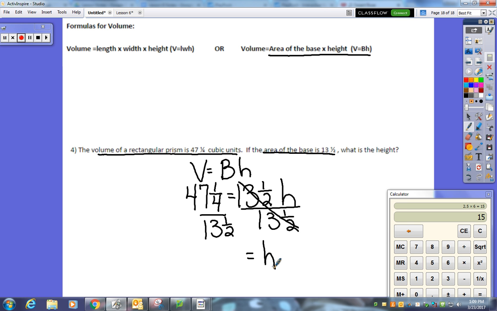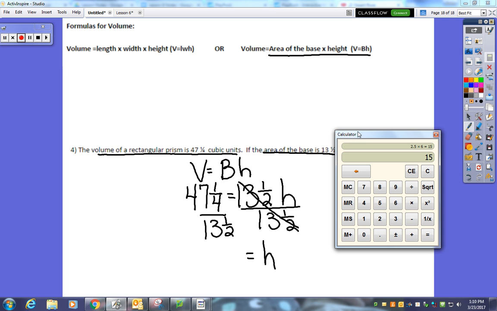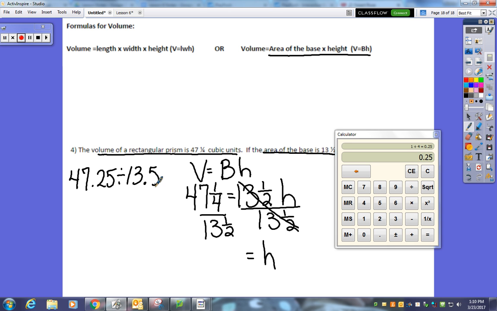When I go to do this problem, I can turn each of these into a decimal if that makes it easier. Remember, to turn a fraction into a decimal, you divide the numerator by the denominator. So I would do 1 divided by 4, which is 0.25. So that becomes 47.25. And I'm dividing that by 13.5, which, if you don't know, is 0.5. Or you could do 1 divided by 2 to get that 0.5.